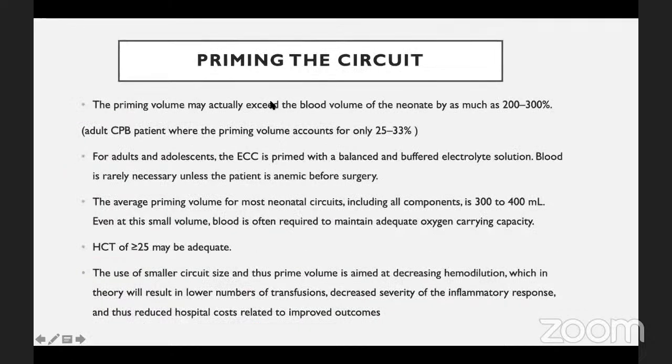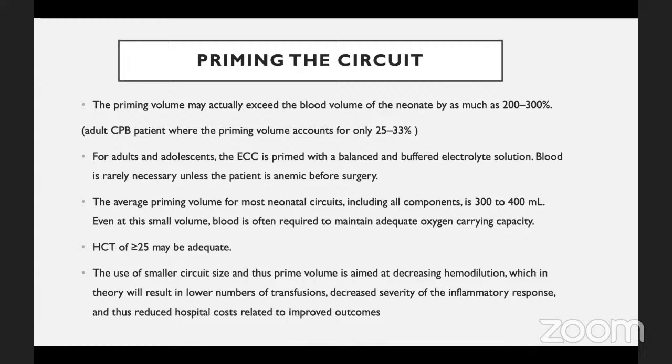The priming volume of the circuit for pediatric patients may actually exceed the blood volume of neonates by as much as 200 to 300% of the blood, while in adult cardiopulmonary bypass the priming volume accounts for only 25 to 33% of the blood. So for adults and adolescents, the extracorporeal circuit is primed with balanced, buffered electrolyte solution. Blood is rarely necessary unless the patient is anemic before surgery.